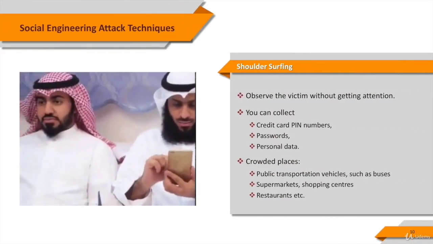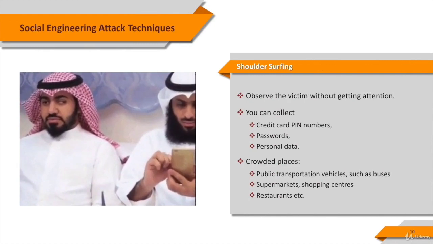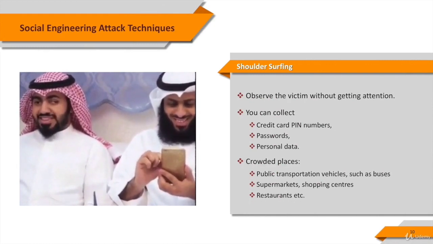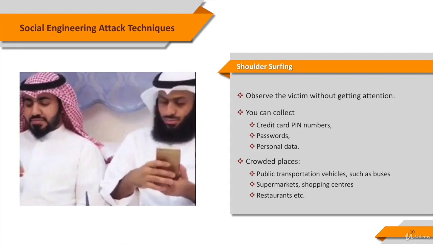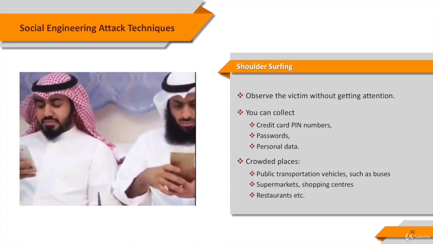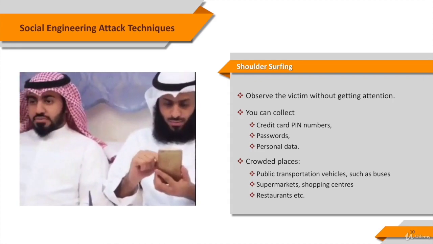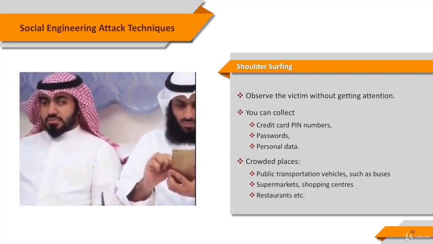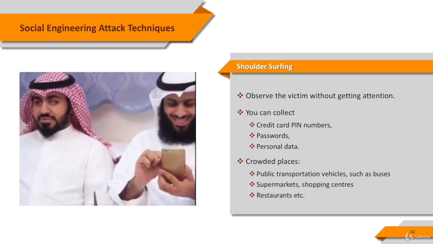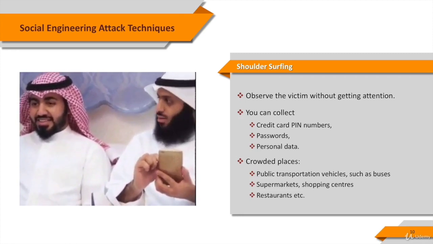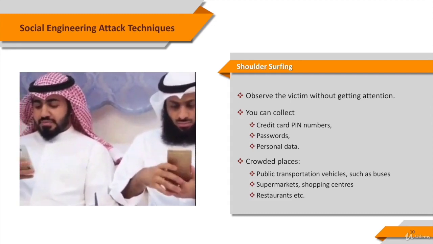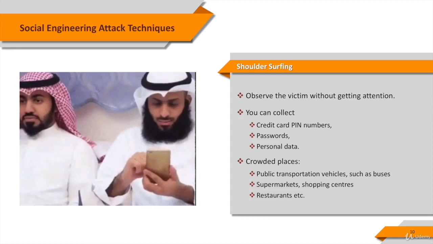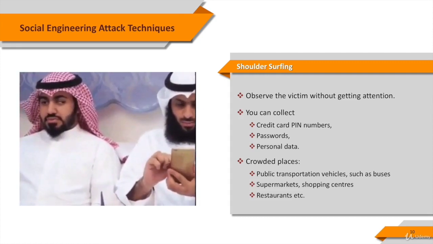Shoulder surfing is simply the technique used to obtain confidential data such as PIN numbers and passwords by observing the information without getting the victim's attention. For example, by looking over the victim's shoulder. This attack can be performed either at close range by directly looking over the victim's shoulder, or from a longer range by, for example, using a pair of binoculars or similar hardware. Shoulder surfing is likely to be performed best in crowded places because it's easy to observe the information without getting the victim's attention.